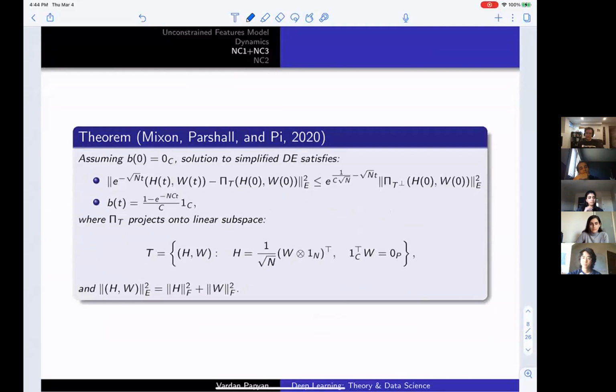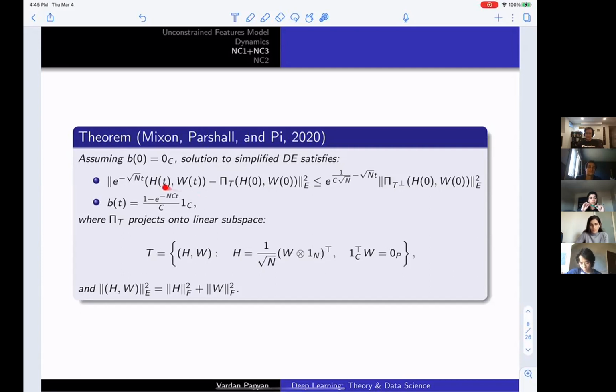So let us parse what this theorem says. It says, assume that you initialize your bias to be a zero vector. That's actually a very reasonable initialization. And in practice, if I remember correctly, this is how people initialize biases. Then the solution to the simplified differential equation in the previous slide satisfies the following properties.